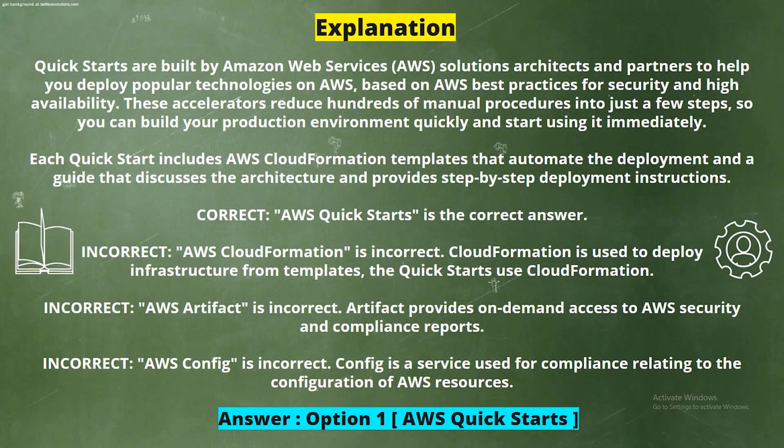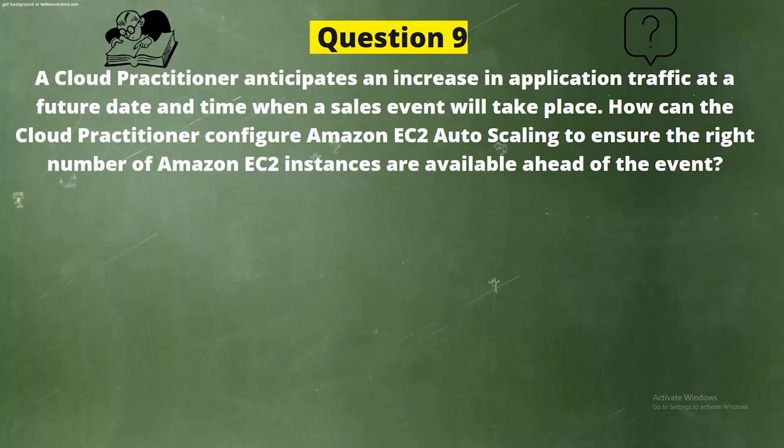Incorrect. AWS CloudFormation is incorrect. CloudFormation is used to deploy infrastructure from templates. The Quick Starts use CloudFormation. Incorrect. AWS Artifact is incorrect. Artifact provides on-demand access to AWS security and compliance reports. Incorrect. AWS Config is incorrect. Config is a service used for compliance relating to the configuration of AWS resources. Next question.